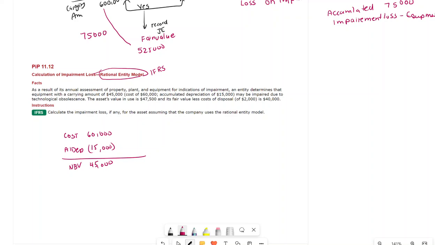Under IFRS, we have to go a little bit further. The asset may be impaired due to technological obsolescence. So first we have the value in use. Then we have fair value less your disposal cost.